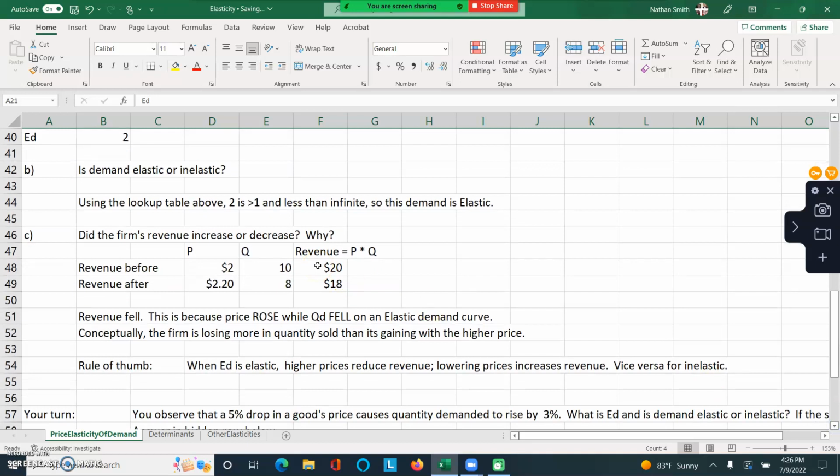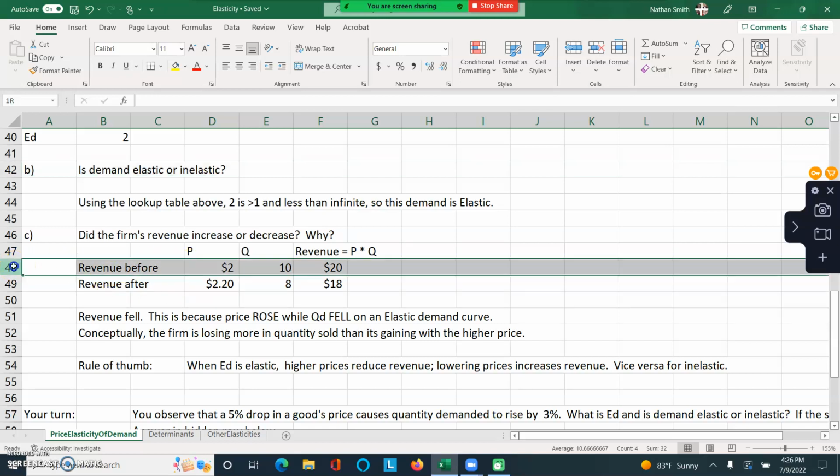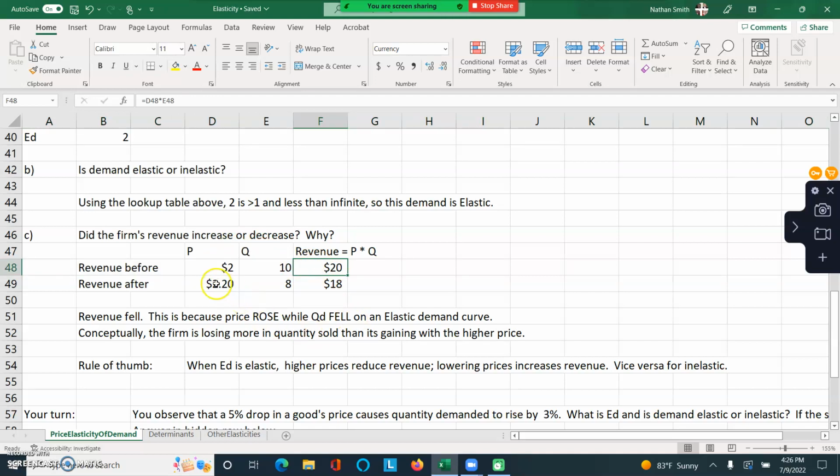Probably the single biggest application to business is that elasticity helps you determine a firm's revenue and whether or not you should try to price your product higher or lower. Let's take a look at this example. Before the rise in price, the firm was earning $20 from these cones. $2 per ice cream cone times 10 sold is 20 bucks. After the firm raises price to $2.20 times 8 cones it's selling now, revenue actually fell to $18.